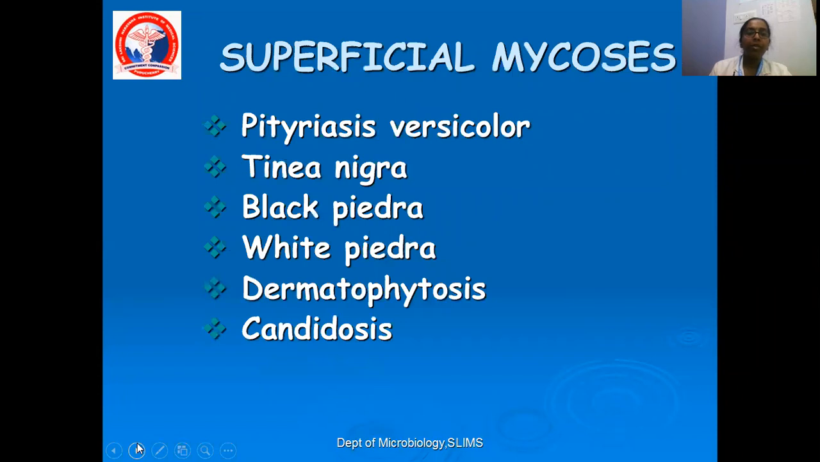So what are all the infections which are caused by the superficial mycosis? It includes pityriasis versicolor, tinea nigra, black piedra, white piedra, dermatophytosis, and candidiasis. Usually the surface mycosis is the infection which affects the surface dermal layers, the superficial layers of the skin.